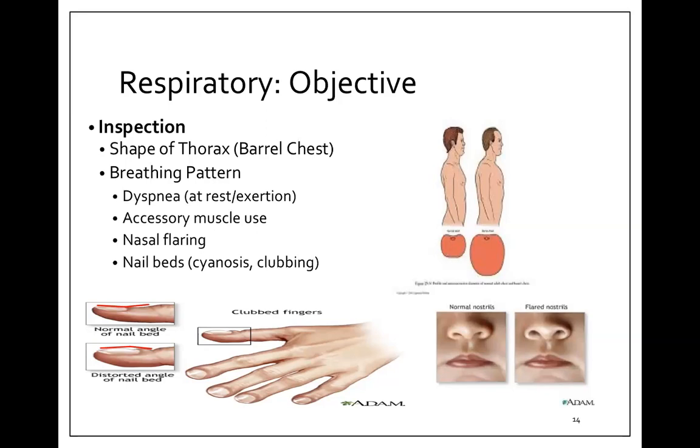And then you look certainly at breathing pattern, as we talked about. Is this person short of breath, at rest, at exertion? What's going on with them? Is the shortness of breath worsening? And again, their ability to converse is a very good indicator of how bad their dyspnea is. We also look at that accessory muscle use, as we had talked about before.